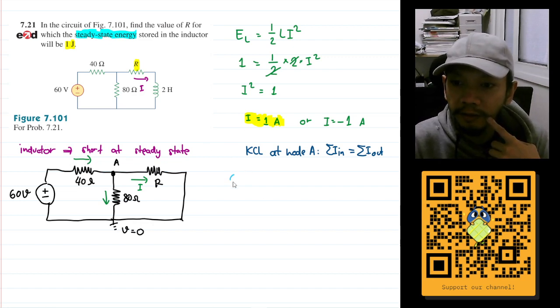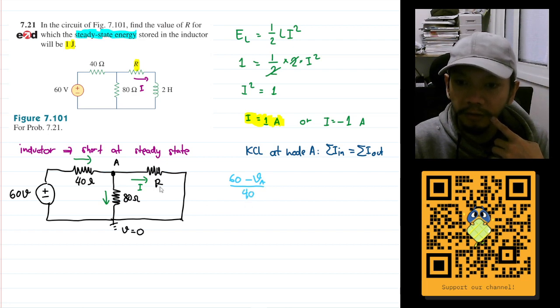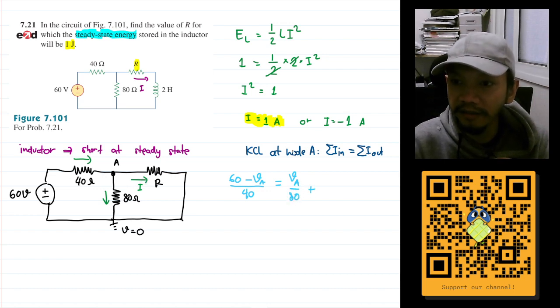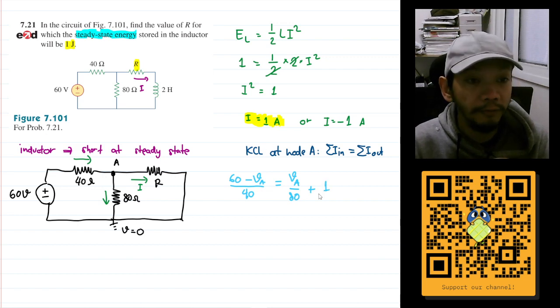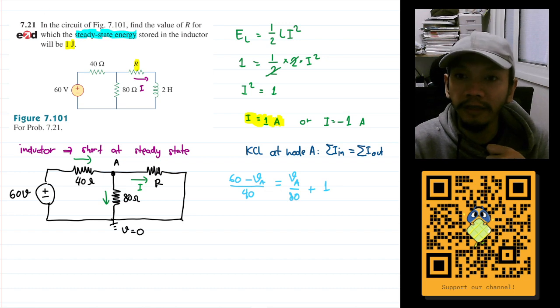And this current here will be 60 minus VA divided by 40. Okay, that's good. And then the current that goes out will be VA divided by 80, plus this current here, but that current is 1. So I will have plus 1. We can now solve this for VA.